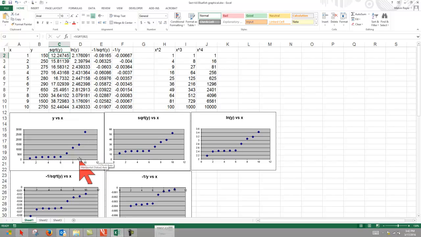So notice the original graph is sharply concave up. The transformed data, now with x on the horizontal axis and square root of y on the vertical axis, is still concave up, but less so. So that's confirmation we're going in the right direction. We probably just need to go farther.